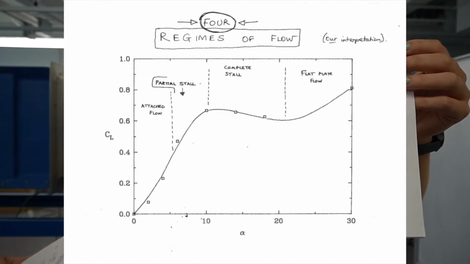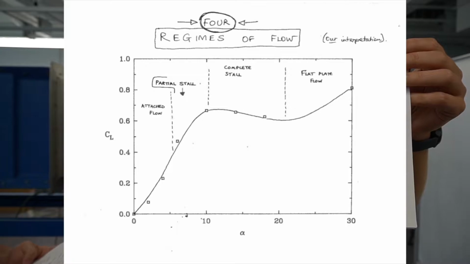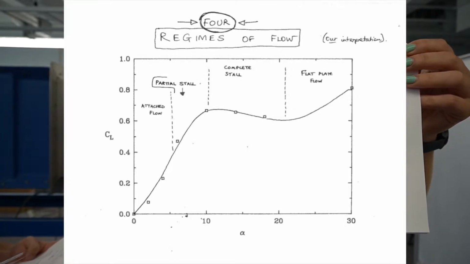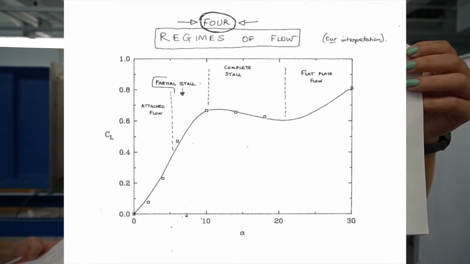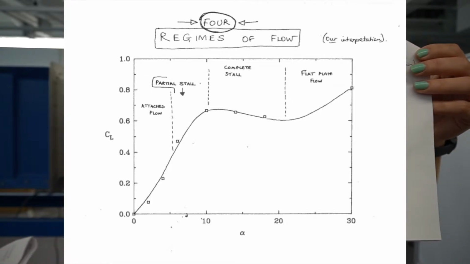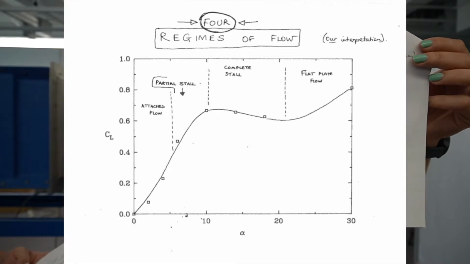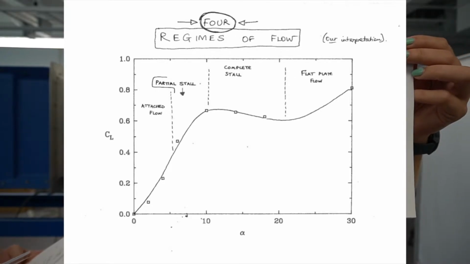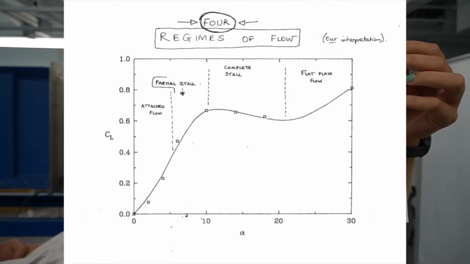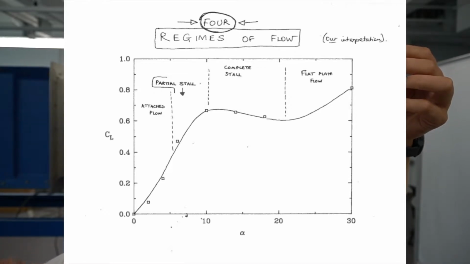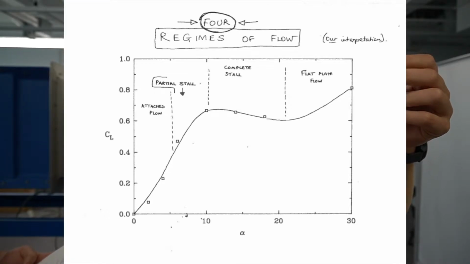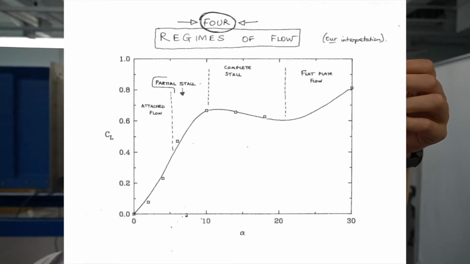So in this range, increasing the angle of attack no longer leads to an increase in lift. Instead, we're just increasing drag by increasing angle of attack. And finally, beyond 20 degrees, we're in what we call the flat plate flow. At this point, it's no longer important that the airfoil is shaped like an airfoil. What the flow sees is essentially a flat plate. And so increasing the angle of attack will increase the lift, but also significantly increase the drag.